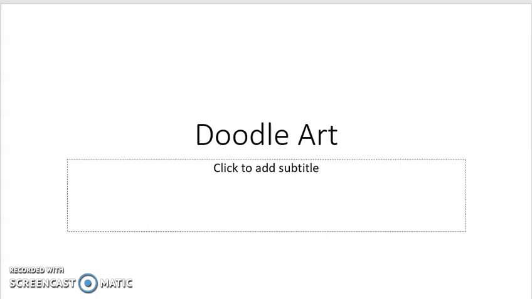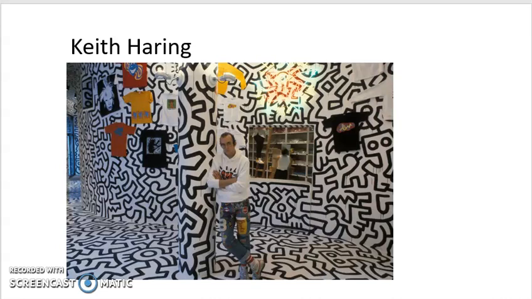Oh, and it's not moving. There it goes. Okay, cool. So this is Keith Haring. You will quickly learn that Keith Haring is one of my favorites, and he will show up on a test. So anytime I talk about Keith Haring, pay attention because you might get a test question about him in the middle of the semester or at the end of the semester.